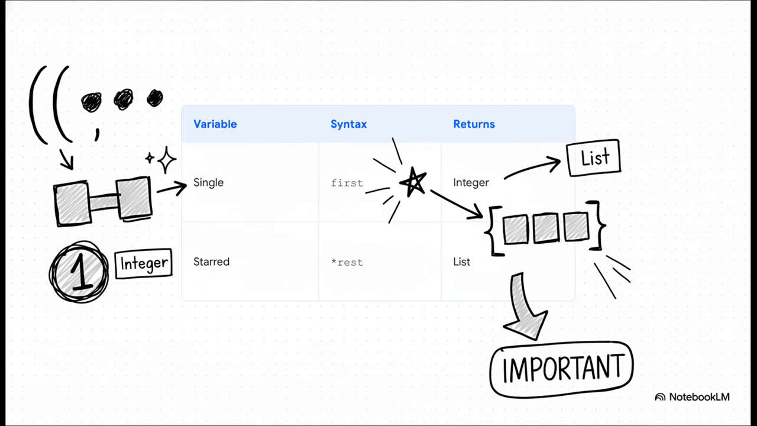As this table highlights, the variable first unpacks normally and remains just a single integer, the number 1. But the starred catch-all? It magically returns a list. It is super important to remember that even when you are unpacking a tuple, that starred variable will always return a list of the captured items.